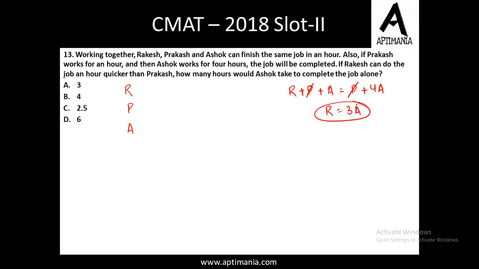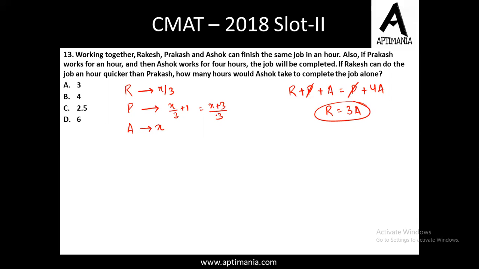This proves that the efficiency of Rakesh is thrice the efficiency of Ashok, and the time taken by Rakesh will be 1/3 the time taken by Ashok. So I'm assuming Ashok is taking x hours, Rakesh will be taking 1/3 the time, that is x by 3. And if Rakesh can do the job an hour quicker than Prakash, Prakash will be taking 1 hour more than Rakesh, that's x by 3 plus 1, which equals x plus 3 by 3.